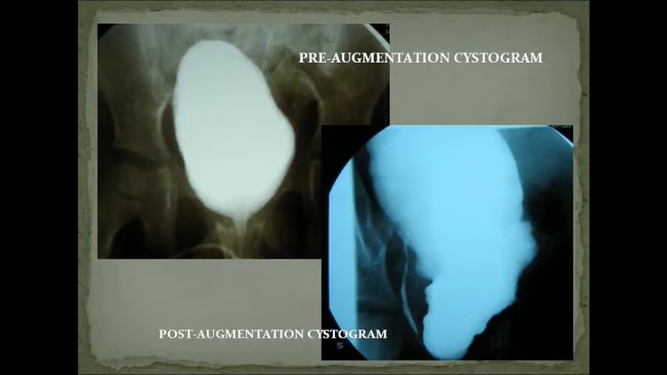This girl you saw in this picture was then investigated and later found to have a small capacity bladder for her age and underwent an augmentation cystoplasty, and these are her MCU pictures after augmentation. She is now dry and on CIC with a dry interval of about 4 hours.